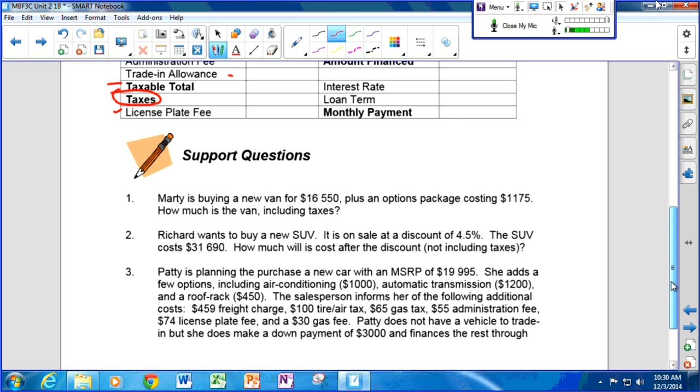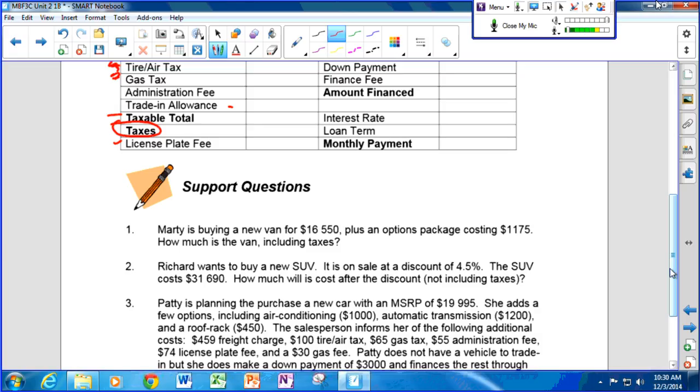Okay. So we'll try a few of these support questions, and so far we haven't been asked to do any deal reviews, but well, we can try a few of these.